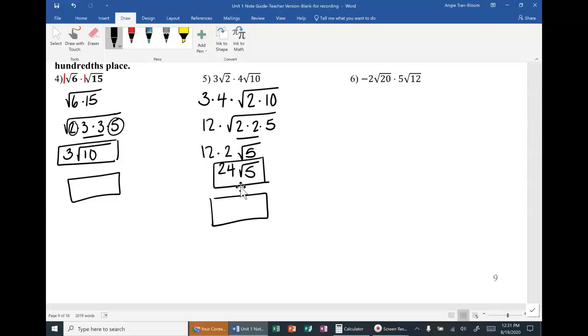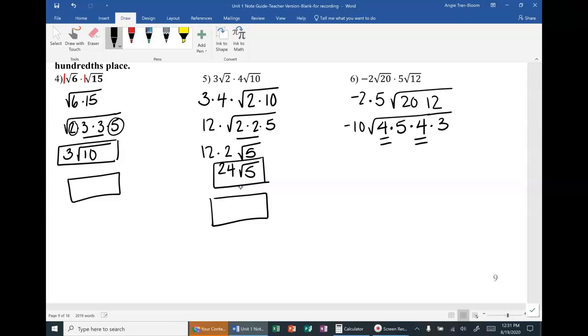Next would be -2 times square root of 20 times 5 rad 12. Again, the coefficients, we will put them in the front. All of the radicands, we will write them inside. This will give us -10 in the front. 20 is going to give me a nice square number of 4 times 5. 12 also gives a nice square number of 4 and a 3.